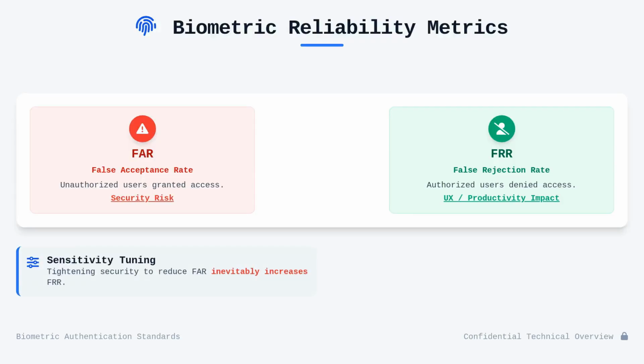These two metrics typically move in opposite directions. Tightening the sensitivity of a scanner to reduce the FAR inevitably increases the frequency of the FRR. The crossover error rate, also known as the equal error rate, is the point where the FAR and FRR are equal, providing a single metric to benchmark the effectiveness of a biometric sensor.